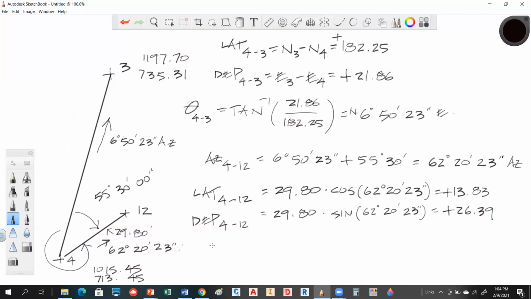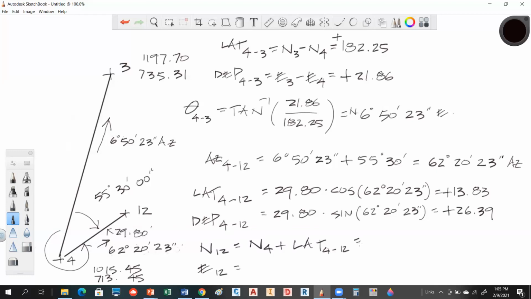Okay, so again, same exact process. It's very streamlined. It's very methodical, provided you just follow the steps. So the last thing now is to solve the northing of 12 and the easting of 12. So again, we know the northing of the point we're coming from, that's 4, plus the latitude that connects them, 4 to 12.